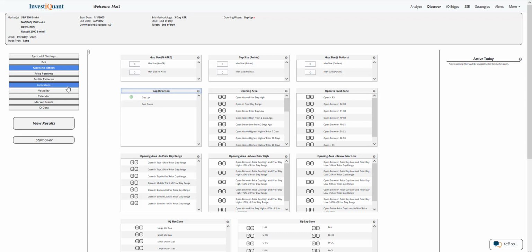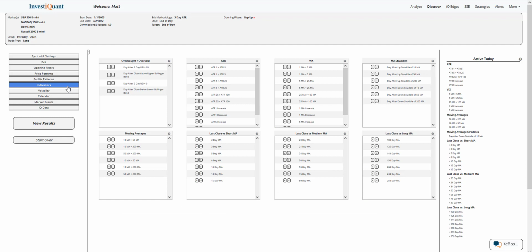The next thing I'm going to do is go to the indicators library. I'm going to say that we closed below the 200-day simple moving average. I can grab that from our moving averages here, or I could grab it from our active today section. And I'm going to leave out the 10-day. We did close below the 10-day moving average yesterday, but we don't get a ton of samples if we get too specific below a 200-day simple moving average. So I'm just going to leave it out.